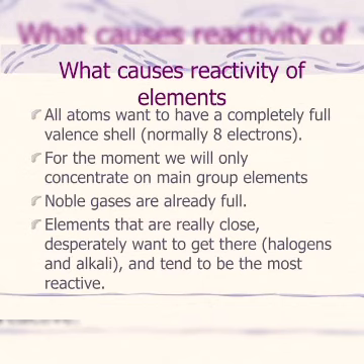So what causes reactivity of elements? All atoms want to have a completely full valence shell, that is normally 8 electrons. For example, noble gases are already complete with 8 electrons in their outer shell. Noble gases means elements present in the 18th group. So they are not reactive, or they are called inert gases. So elements join with other elements to form compounds in order to attain stability or to obey the octet rule.